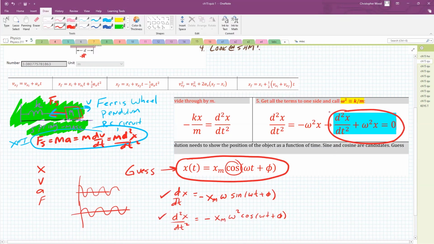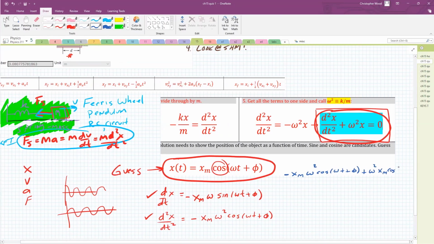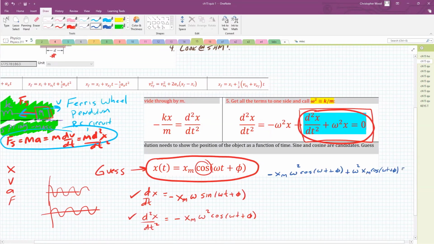So now I'm going to go back up to this X force inventory. Here's what my X force inventory looks like now. I have d squared x dt squared, so here's the result of d squared x dt squared, minus xm omega squared cosine omega t plus phi. And then to that, I need to add plus omega squared times x. There's the omega squared. Here's the x, xm cosine, x is just my displacement function, omega t plus phi. And the question is, does this equal 0?